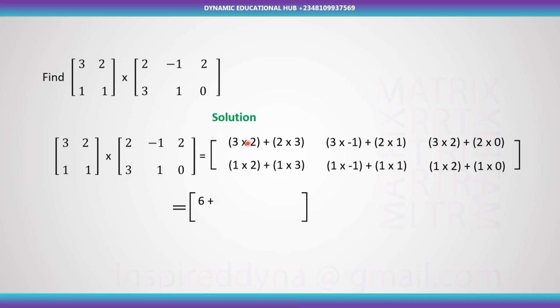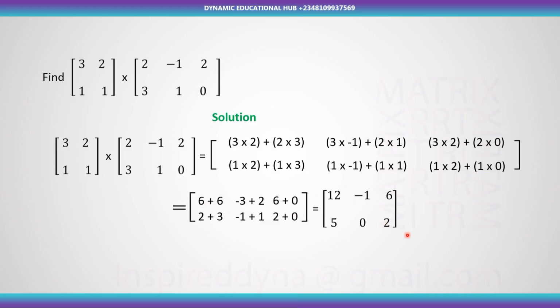To solve this, we have 3 multiplied by 2, we have 6. 2 times 3, we have 6. For this guy, we have 3 multiplied by minus 1, minus 3, plus 2 times 1, we have 3. 3 times 2, here we have 6, plus 2 times 0, here we have 0. We have 1 multiplied by 2, here we have 2, plus 1 multiplied by 3, here we have 3. 1 times minus 1, minus 1 here. 1 times 1, 1. For this one, 1 times 2, we have 2, plus 1 multiplied by 0, we have 0.